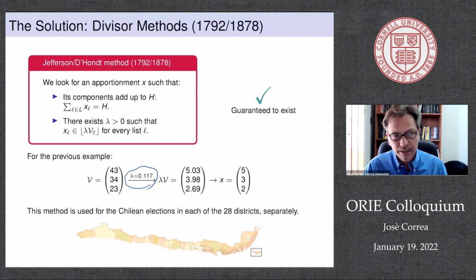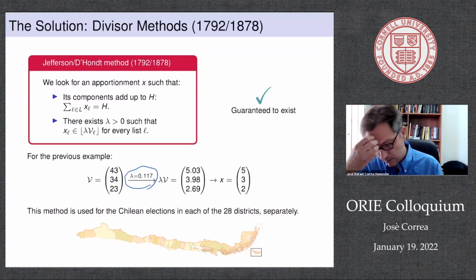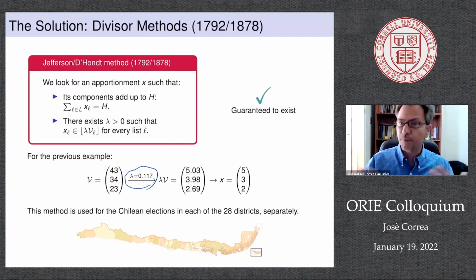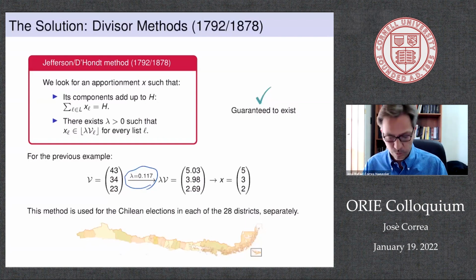And this method, which is known as Jefferson's method or D'Hondt method in Europe, is widely used to allocate seats for districts or for parties or in many different contexts. So this is a well-established notion of proportionality when we need integrality.